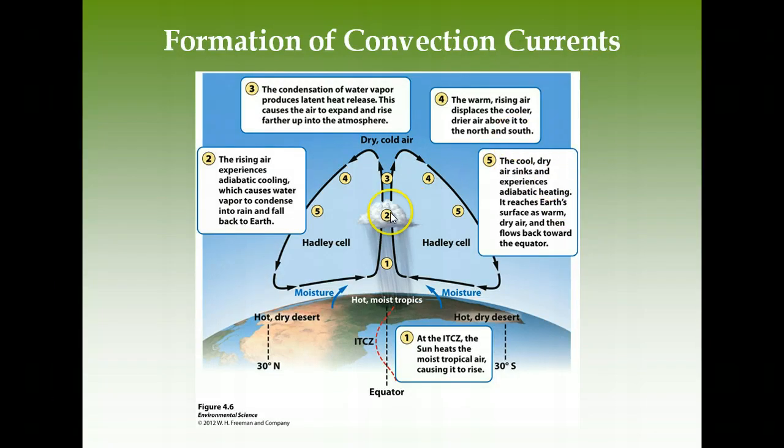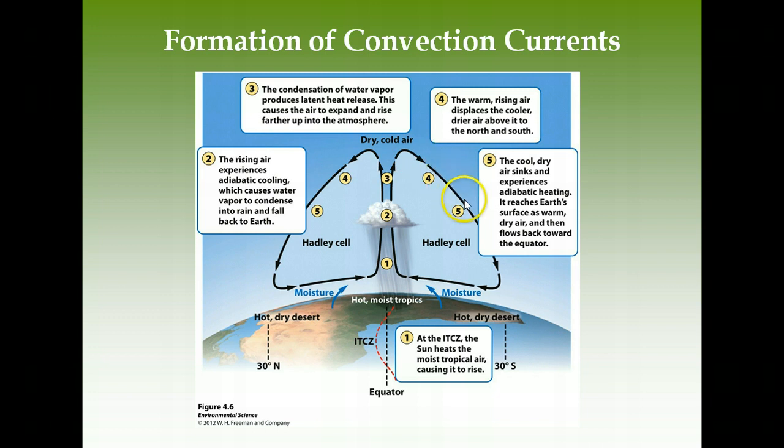So the air will continue to rise, and basically just like the convection currents in the mantle, once it gets away from the hottest area, it'll start to cool down, and it does that here too. It releases its energy. I keep losing my arrow. Here we go. Releases its energy, and the warm air displaces the cooler air and makes it drier. Well, then that cool, dry air, now that it's cooled because it reached higher in the atmosphere, will start to sink.